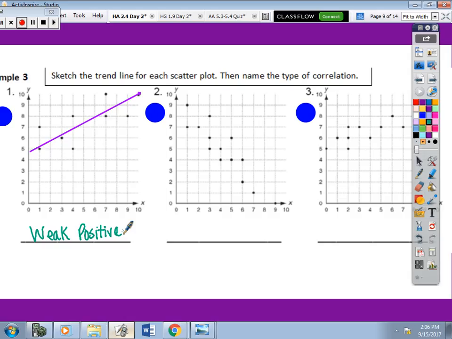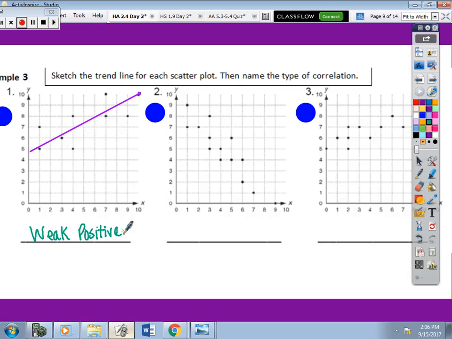Is there any in between two? I don't usually put them on the test because there's an element of interpretation to them. But when we get to the calculator problems and we're looking at the correlation coefficient, which is your R value, then you'll be able to tell me based on the number if it's strong or weak.